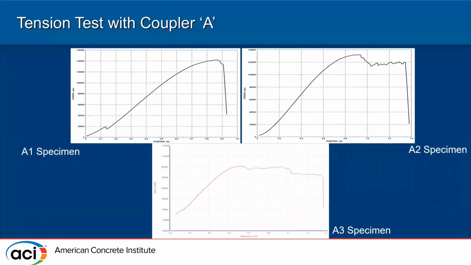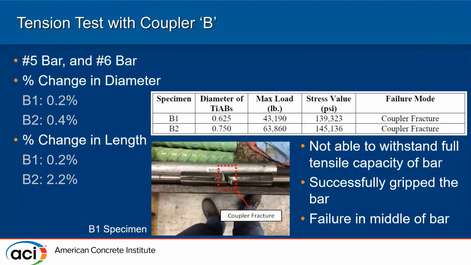And this is the stress versus position plot for all 3 different bars. So it was not able to push it to break the bar. And then these are the results for coupler B. Even coupler B was not able to fail the bar, but it failed the coupler instead, which is not the failure that we were expecting. But the good thing was this type of coupler was able to successfully grip the bar.